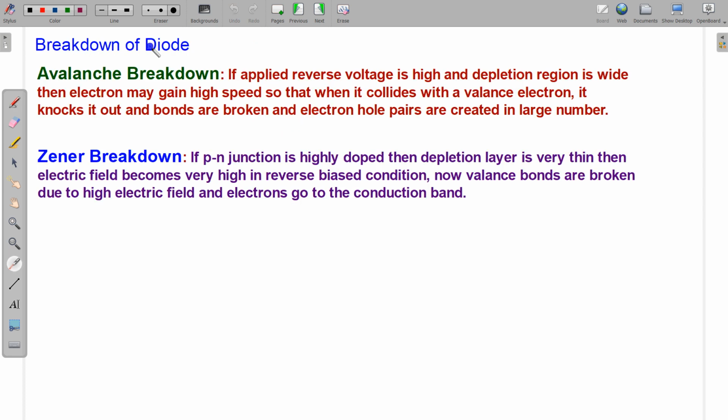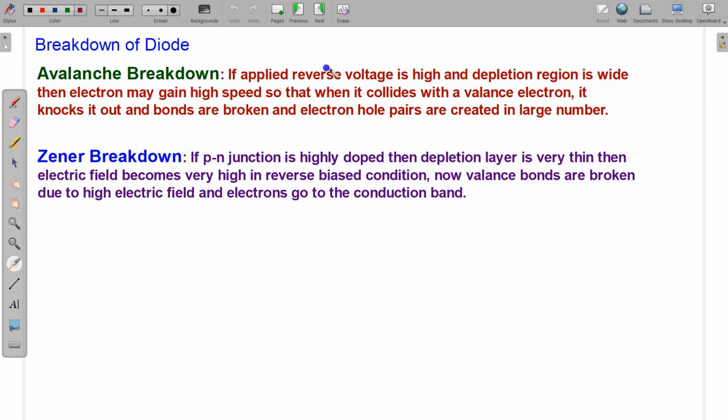The next topic is breakdown of diode. As in the I-V characteristic, we have seen that at a particular voltage there is breakdown and current increases sharply in the reverse biased mode. This breakdown occurs by two mechanisms. One is known as avalanche breakdown and the other is known as Zener breakdown.